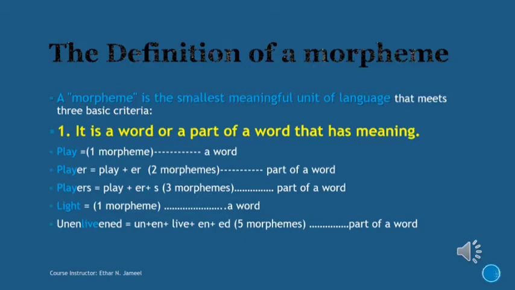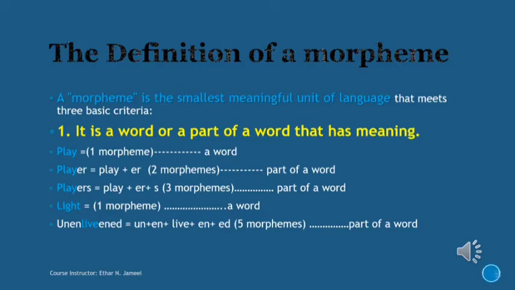Unenlivened. This word consists of five morphemes: un plus en plus live plus en plus ed. So we have five morphemes. If we consider each one of these five morphemes, we will notice that each one of them has a meaning, and each one of them is part of the word unenlivened. Live, for example, is not a word by itself in this word. It is part of a word. It is a morpheme that is part of the word unenlivened.